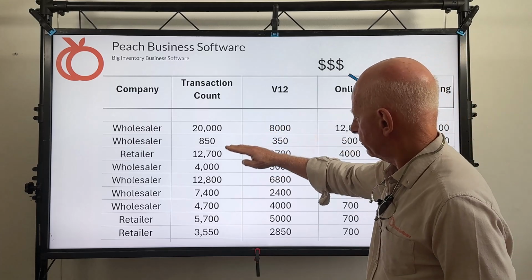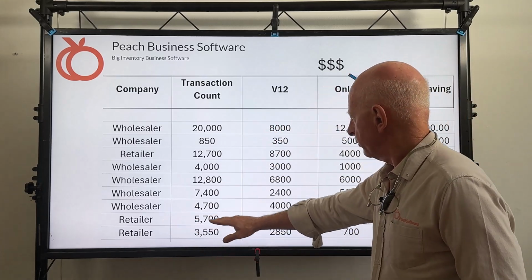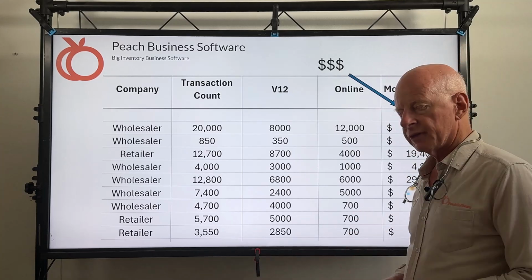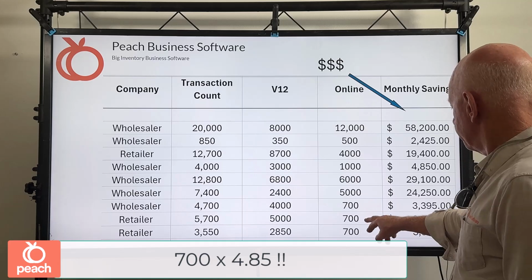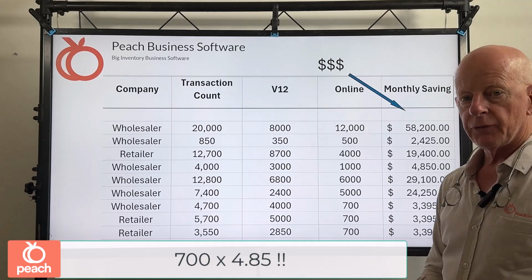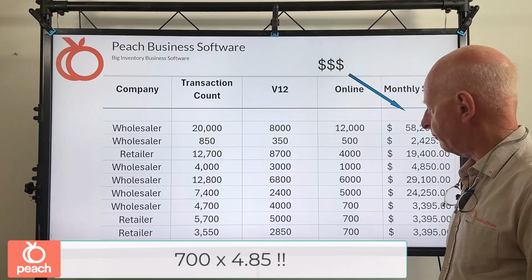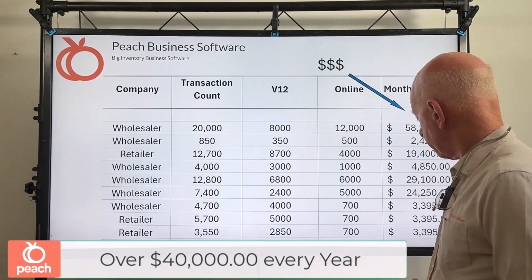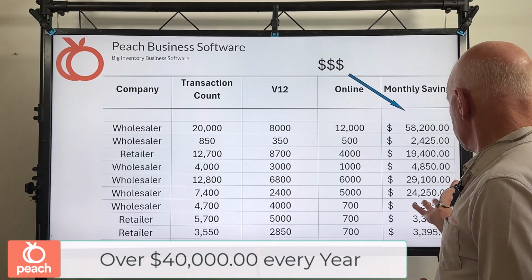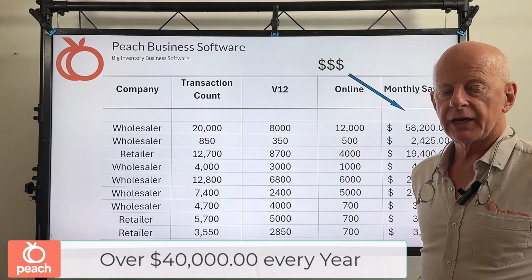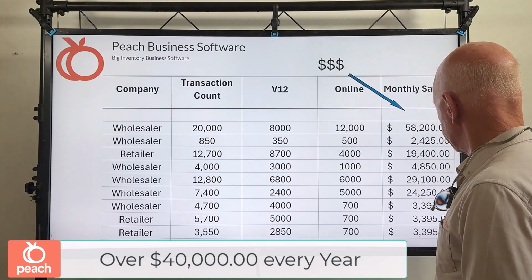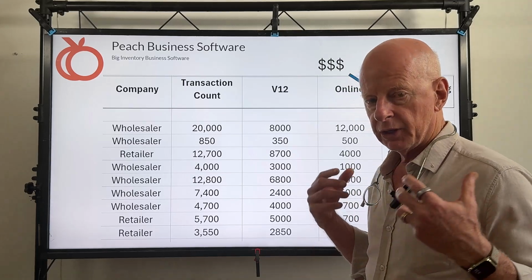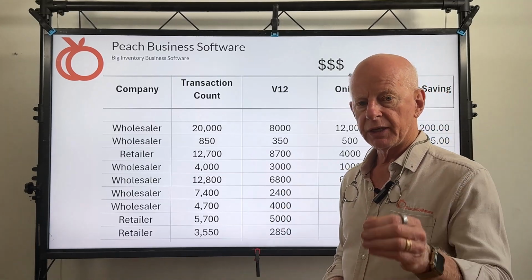So let's go down to a couple of others. There's another retailer, around about 6,000, 5,000 through V12, only 700 through Peach Online. But out of 700, $3,400 saving. Wouldn't you like to save $3,500 every single month? 3 12s, 36, that's about 40 grand a year. Wouldn't you like to have that to go on holidays with? So there you go. If you don't have Peach Online and you've got trade customers, then you're really wasting money. You're really throwing money in the bin.